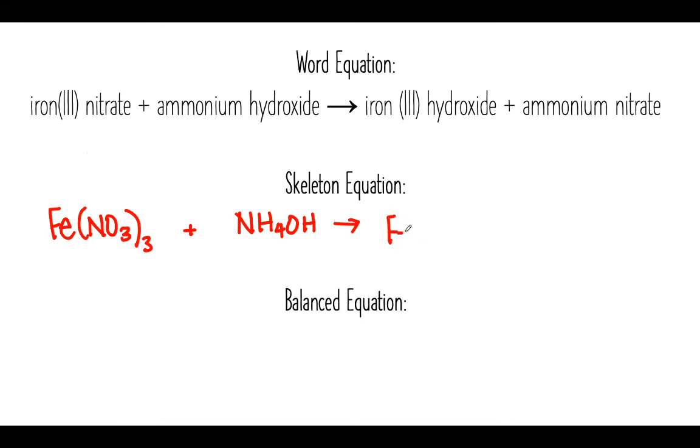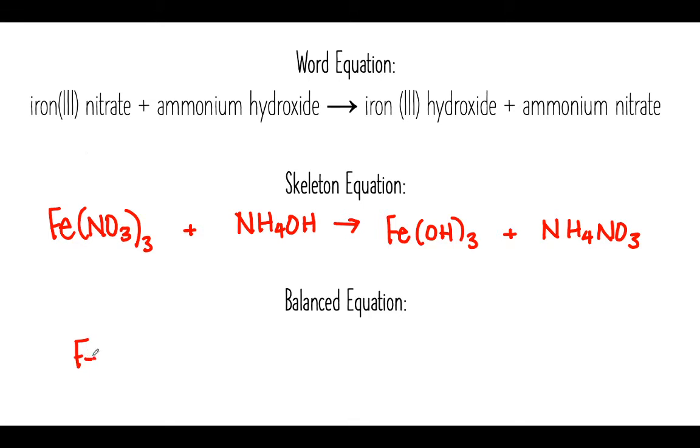So iron(III) hydroxide is Fe(OH)3 plus NH4NO3. So this is my skeleton equation. They're all chemical formulas, but they're not balanced. Now let's balance this out.